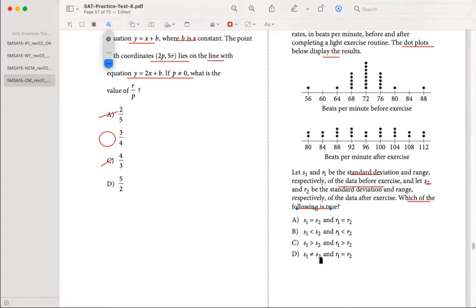So S1 does not equal S2. The standard deviation is pretty much the closeness of the set of numbers, so obviously S1 does not equal S2. And R1 is R2. So let's see, 88 minus 56, or 112 minus 80. Exactly, so this checks out. B and C are wrong because the range is wrong, and on A the standard deviation is off.